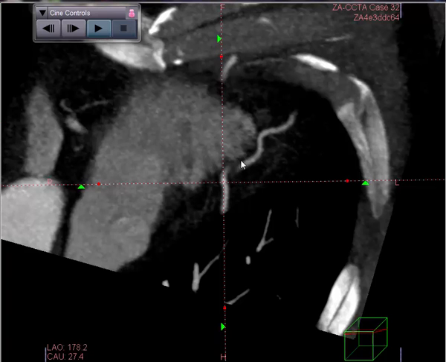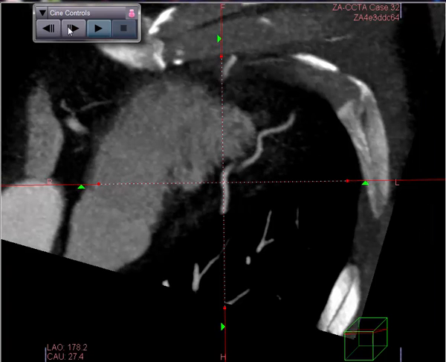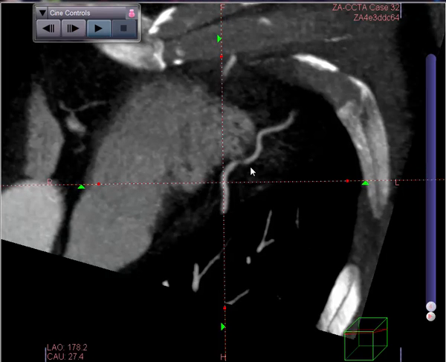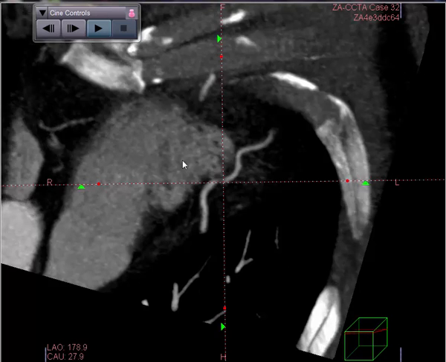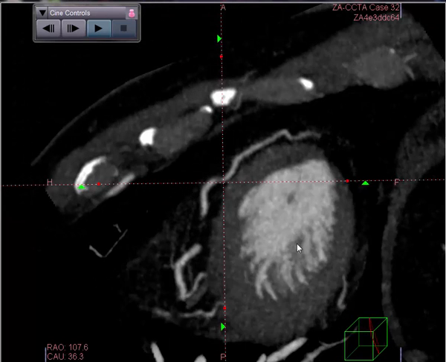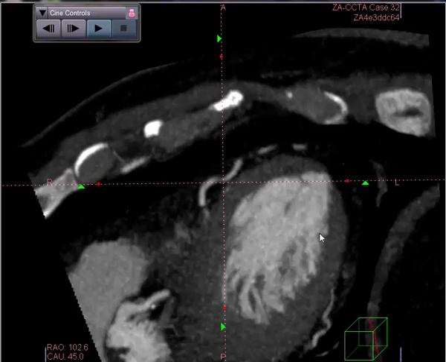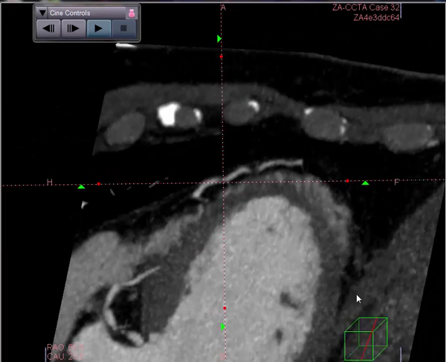There is a registration artifact right about here. And you'll notice as you change through the phases, you can see this registration artifact become less evident. This is a very common situation. You really don't have to worry too much about it. And then you can see that the apical LAD appears to be relatively normal.